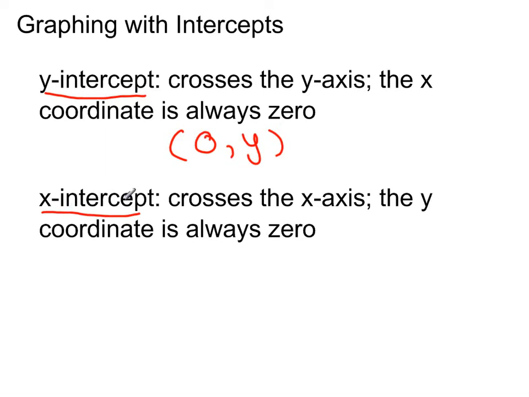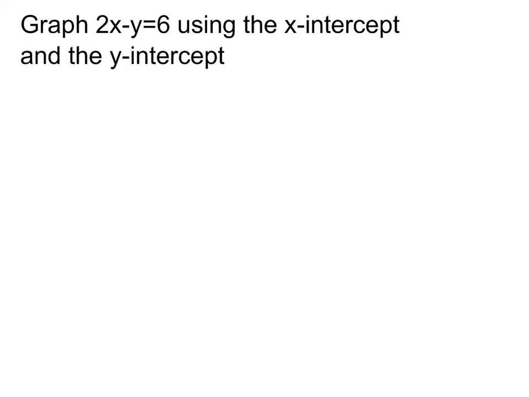Same deal with the x-intercept, except it's kind of reverse. It crosses the x-axis, the y-coordinate is always 0. So we'll have some x value, and y is always 0. So here are our 2 points that we can obtain with graphing. And then we'll connect the 2 points and we have the equation of the line. So let's go ahead and start with a nice example.